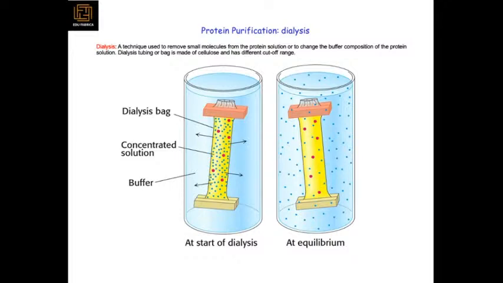So dialysis tubing or bag is made up of cellulose and has different cutoff ranges. Here in the dialysis bag, you could see large molecules and small molecules. So there are concentrated solutions and other solutions. At the start of dialysis, everything is mixed together, but at the end of dialysis, equilibrium is achieved. So large molecules will remain inside and the others will move outside.